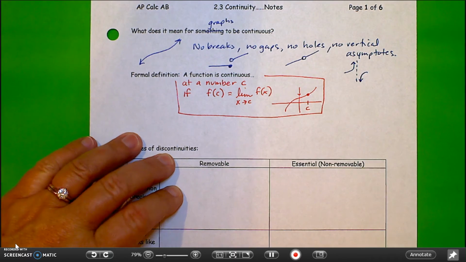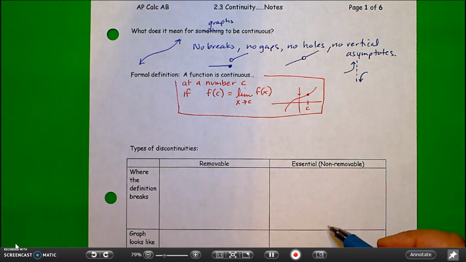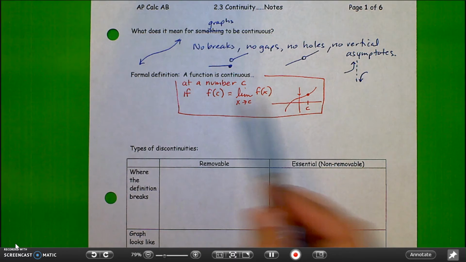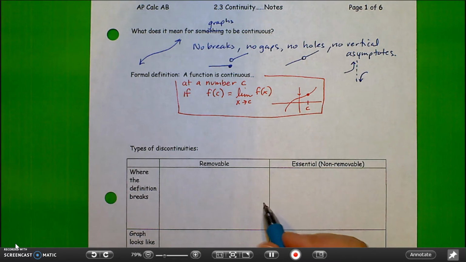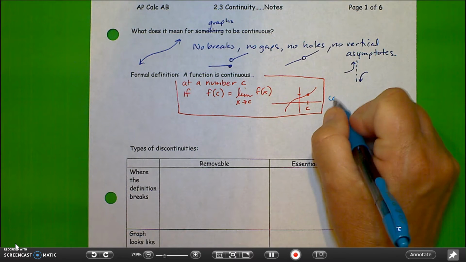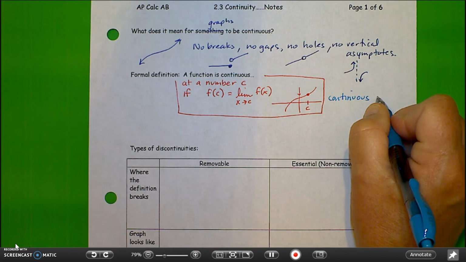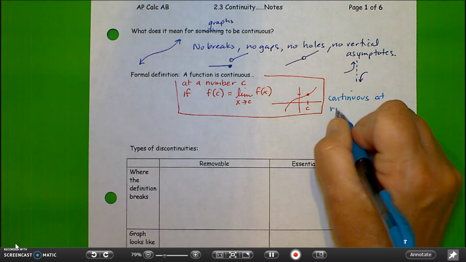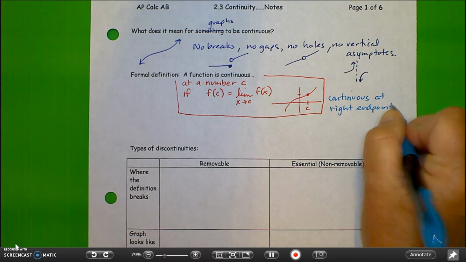I want to separate that for a minute because I want to just talk quickly about continuity at endpoints. You can have a part of a function or a graph that is continuous at an endpoint. So I want to just talk about this real quick. If we have continuous at a right endpoint, I'll show you what that looks like. Continuous at a right endpoint.